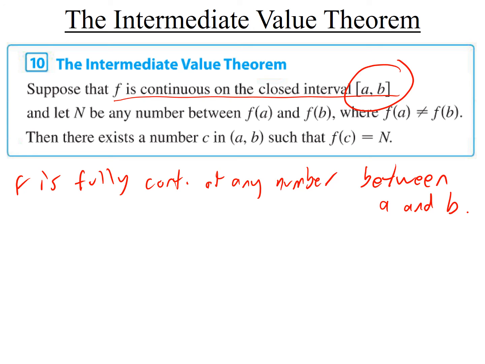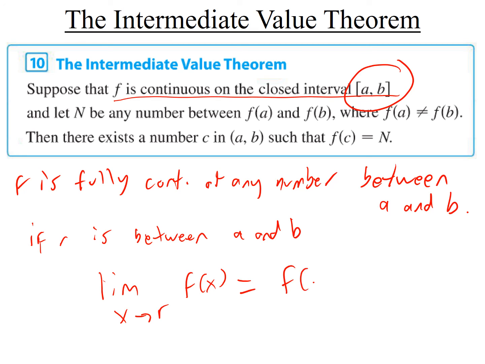By the way, let's go over that. What does it mean to be fully continuous at a number? It means if you want to take the limit as x goes to that number of the function, you can plug it in. So for example, if r is between a and b, so not a, not b, but between there, then if you do the limit as x goes to r of the function, you can find the answer by plugging in. The answer would be f of r.